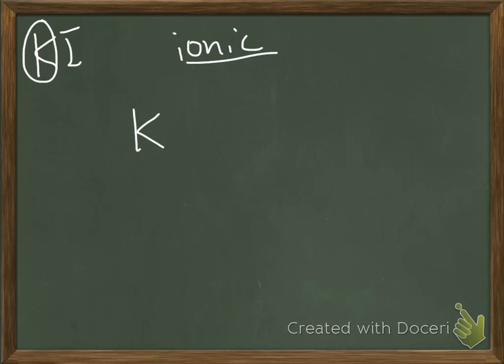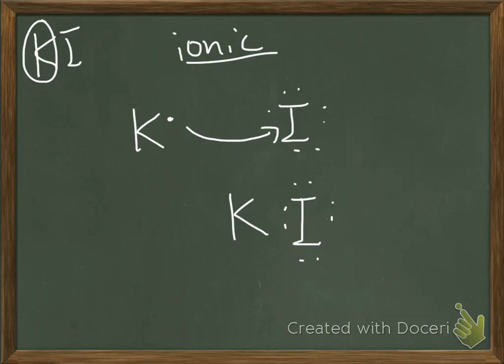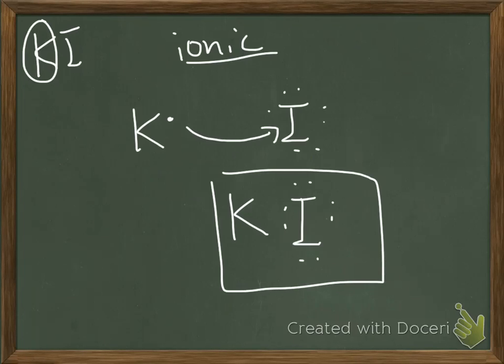Potassium is in group 1, so it has 1 valence electron. Iodine is in group 7, so it has 7. 1, 2, 3, 4, 5, 6, 7. And then you just have to draw an arrow showing the movement. This 1 electron is going to fill in right here, so that iodine now has 8. So iodine is happy. Iodine has 1, 2, 3, 4, 5, 6, 7, 8. And then your potassium you can just draw right next to it with nothing around it because it has donated its only electron to iodine, so it now has 0 valence electrons. So this is your final answer for potassium iodide.